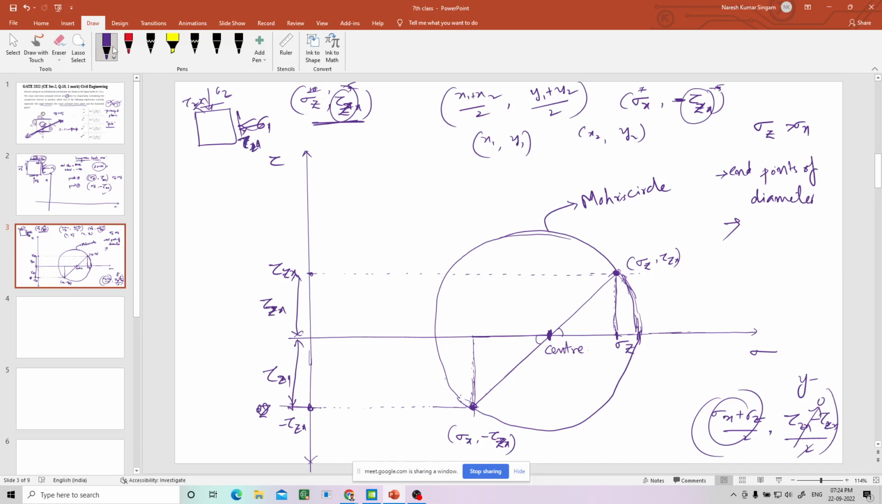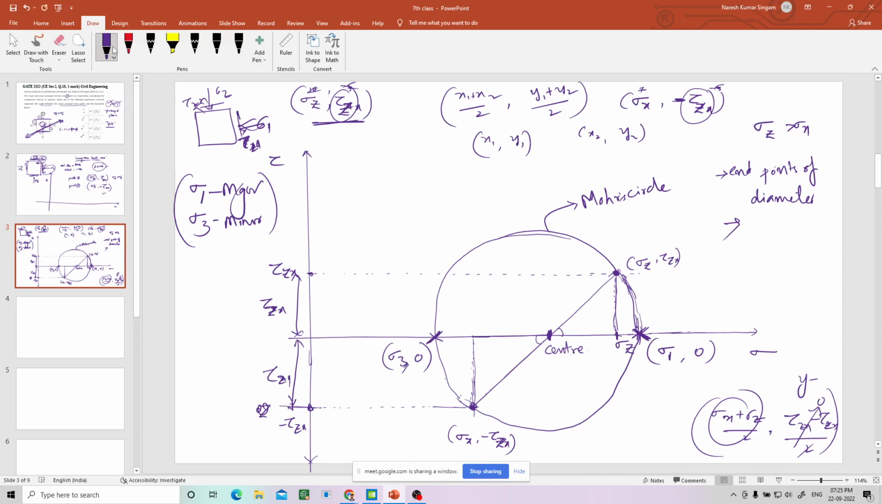But what else do we have to find out now? Principal stresses. What are they? Sigma 1 and sigma 3. Sigma 1 is the major and sigma 3 is the minor principal stress. In this circle, wherever it is touching the x axis, these 2 points on the Mohr circle have y coordinate 0. That means shear stress is 0. That means these stresses should be principal stresses. So it must be sigma 1 and sigma 3, right? That's how we can find the major and minor principal stresses on this Mohr circle.